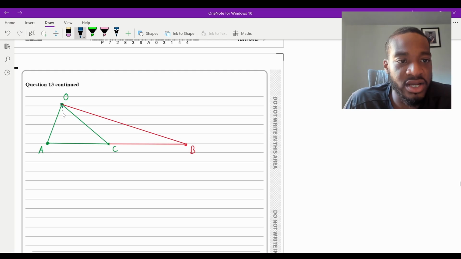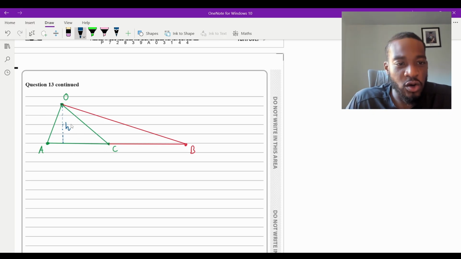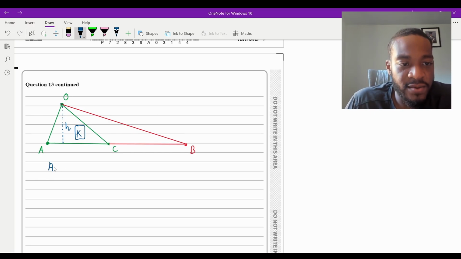So the perpendicular height is going to be the perpendicular from that point O all the way down here. I'm going to call this H. And we know this is the distance A to C. So let's just say, for example, that this triangle AOC had an area of K. I'm going to put a K here in a box. This is the area of this green triangle, yeah? I'm going to say the area of AOC is going to equal K.